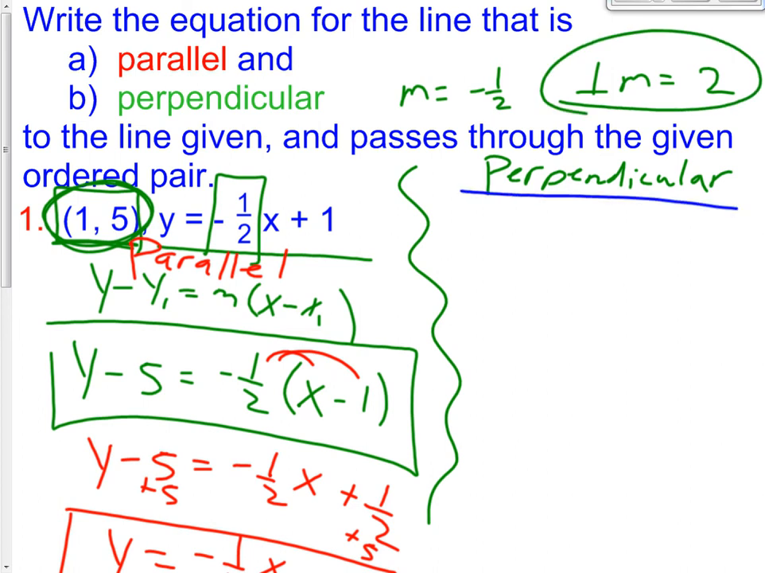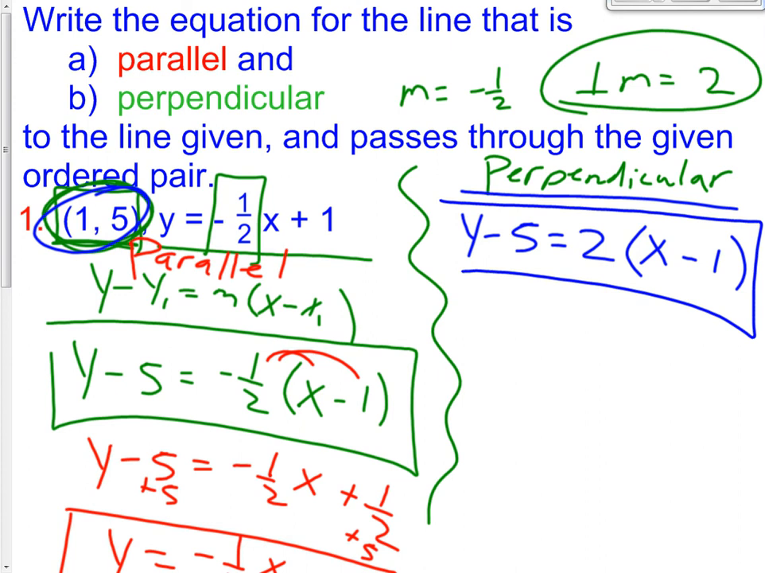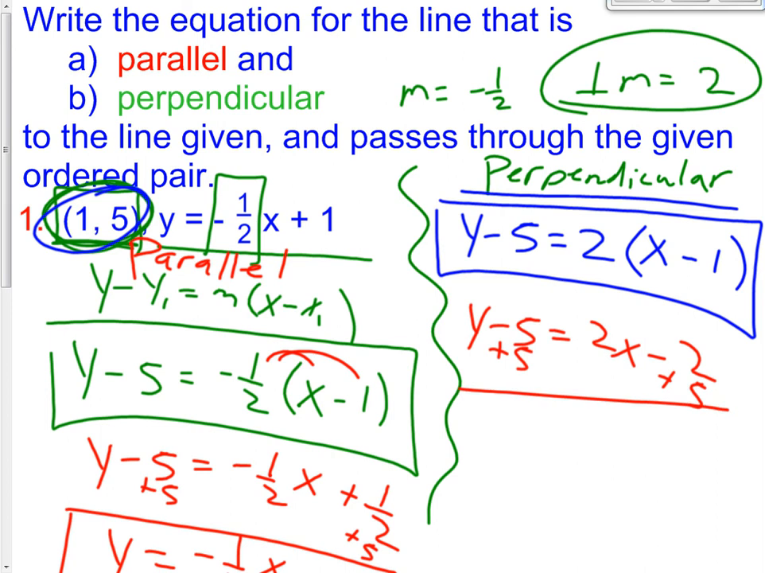We have our first answer, y minus the y coordinate. So y minus 5 equals m, our perpendicular m, which is 2, times the quantity x minus the x coordinate, which is x minus 1. So there is answer number 1. Answer number 2, let's get this into y equals mx plus b form. So y minus 5 equals 2x minus 2. Now we're going to add 5 to both sides, and voila, we have our slope-intercept form of y equals 2x plus 3. We're cruising. Y equals 2x plus 3.